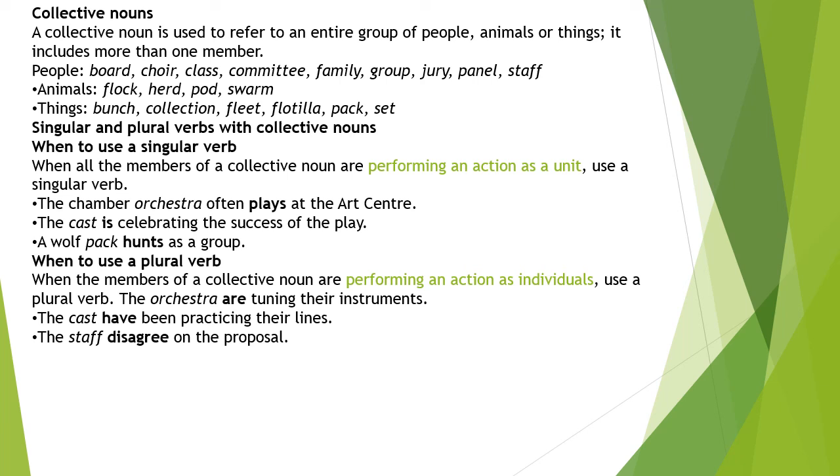When the members of a collective noun are performing an action as individuals, it means as people, use a plural verb. The orchestra are tuning their instruments. It means they are tuning their instruments. This word their helps me identify that the collective noun is acting as individuals, not as a unit. The cast have been practicing their lines. The staff disagree on the proposal. It means they did not like the proposal or the offer given to them. Okay?